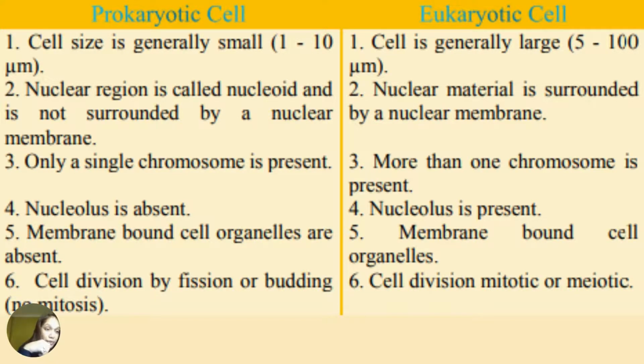There's only a single chromosome present in the prokaryotic cell, but there's more than one chromosome in the eukaryotic cell. Nucleolus is absent in prokaryotes, but it is present in eukaryotes. Membrane-bound cell organelles are present in eukaryotic cells but are not found in prokaryotes. In prokaryotic cells, cell division is by fission or budding, but there's no sign of mitosis. Remember that. But in eukaryotic cells, there is cell division mitotically and meiotically as well.